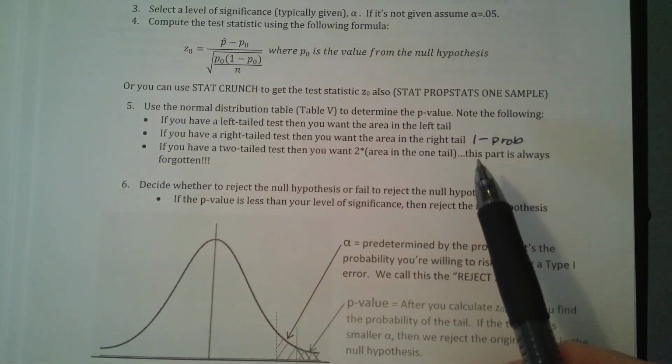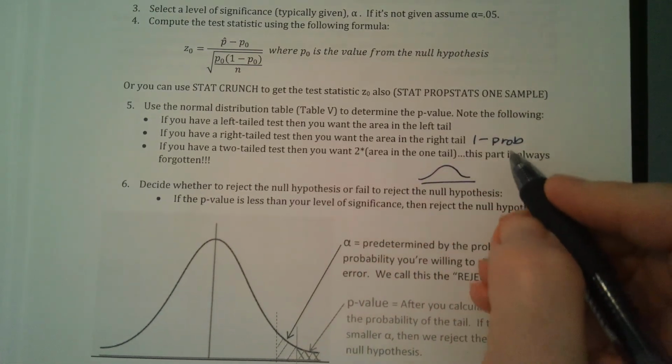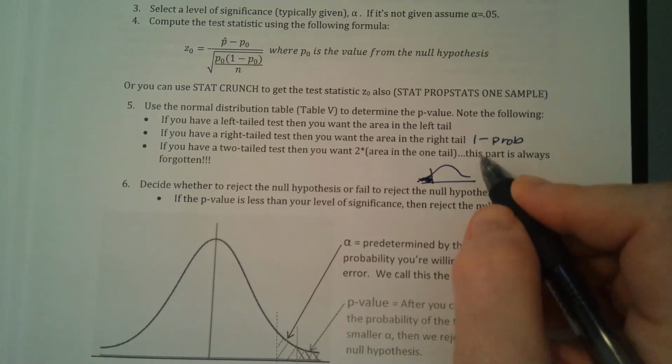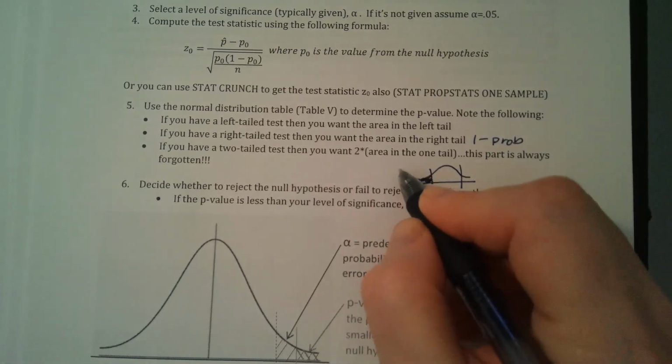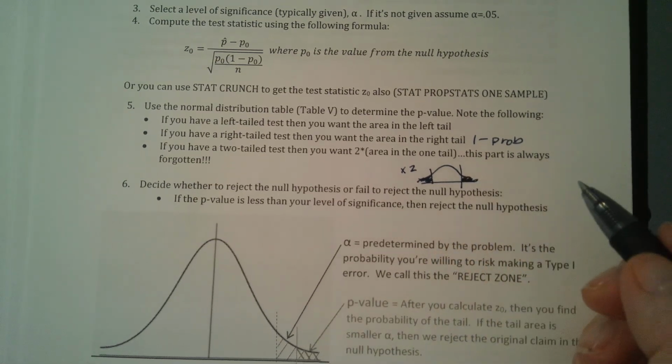So for example, if I'm looking at a curve right here and you go to your table and you find the area in 1 tail, well, if it's a 2-tailed test, you're going to have to multiply that area by 2 because there's another tail on this side.